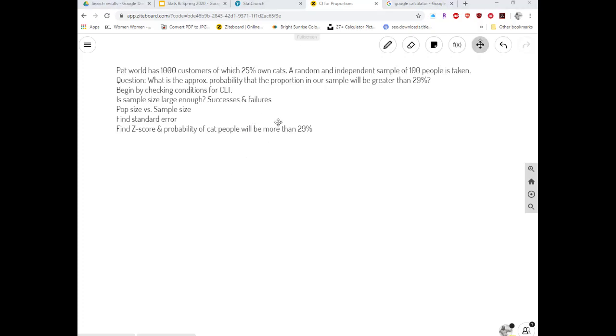Okay, so what I've done here is I've just pasted that same question into our Zite Board. And let's see what I have. They're telling us the population is 1,000 people. So big N is 1,000 because that's the population. That's all the customers that Pet World has. And they're saying that the population proportion is 25%. And I'm going to go ahead and write that as a proportion, as a decimal. They take a random and independent sample of 100 people. So our little n is 100.